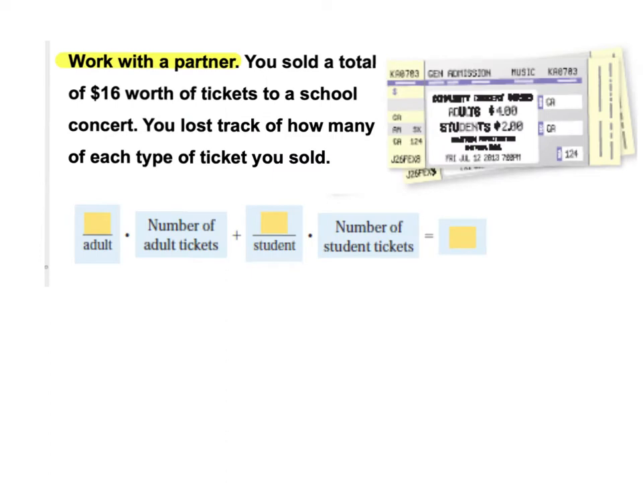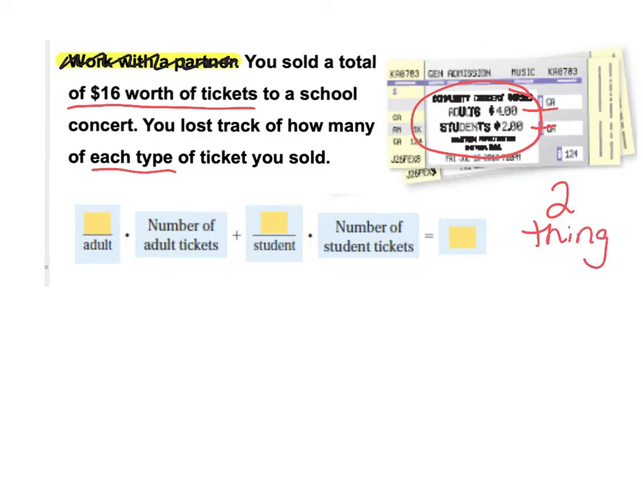So let's take a look at our first example. We're not going to work with a partner. We're going to do this one all together. You sold a total of $16 worth of tickets to a school concert. You lost track of how many of each type of ticket you sold. If you look over here, you see that you sold adult tickets and student tickets. Standard form, we're going to be dealing with two things, and I'm literally going to call them thing number 1 and thing number 2. And we're also going to have a total.